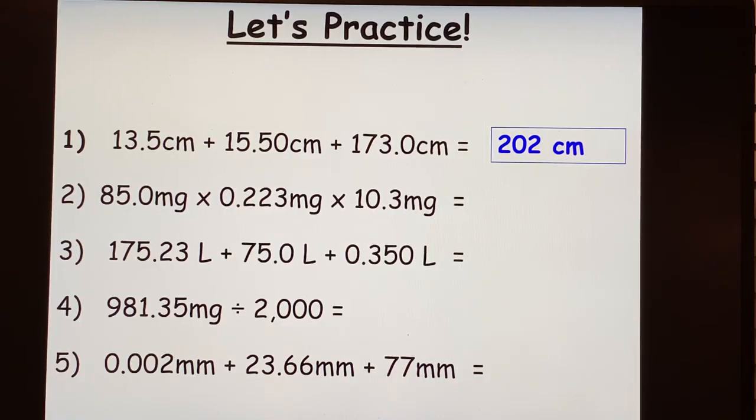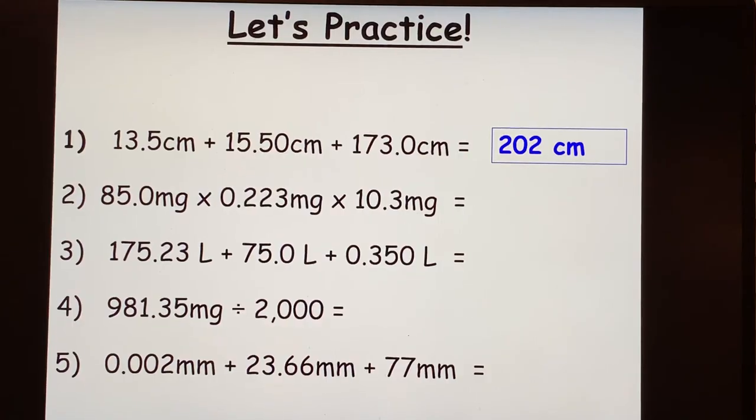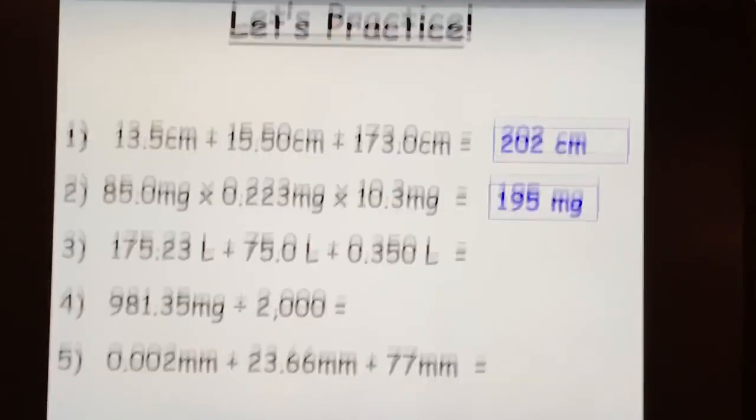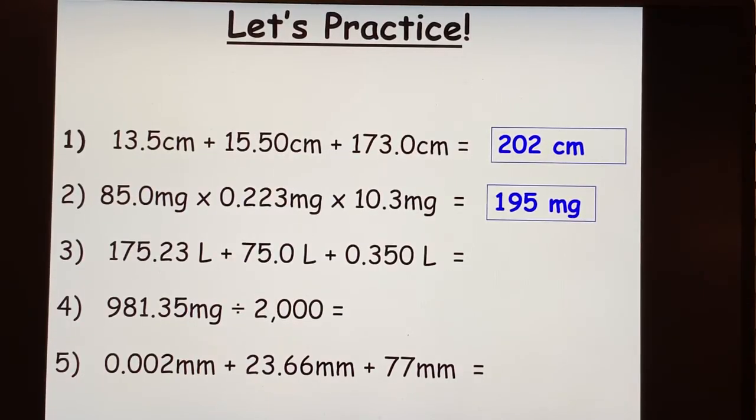85 times 0.223 times 10.3. Put that on your calculator. Quick, quick. I should hear tick, tick, tick on your tabletops with all your calculators going. 85 times 0.223 times 10.3 equals, done. You should be done already. You probably got some very weird number. But it should only have 3 significant figures because all of these are 3 significant figures. So your answer should only be 3 significant figures, 195 milligrams.